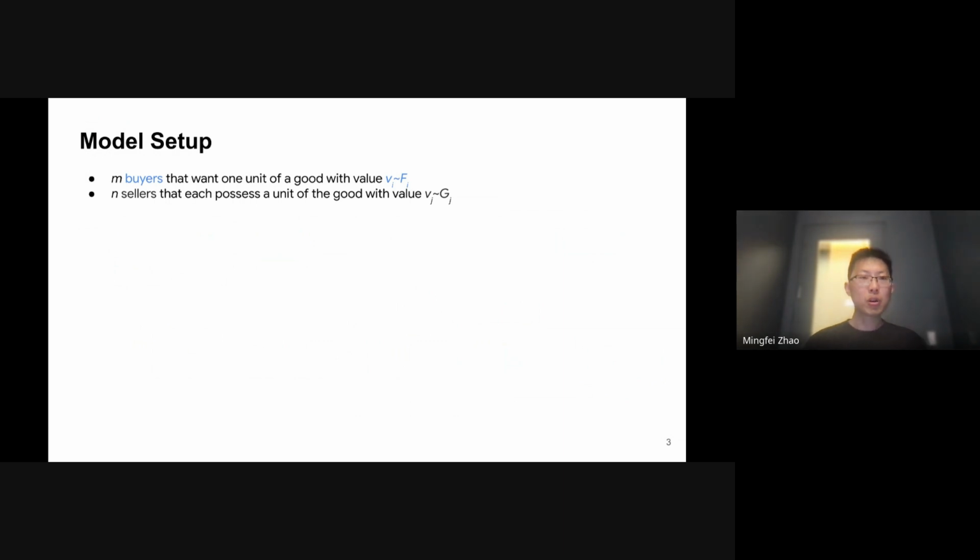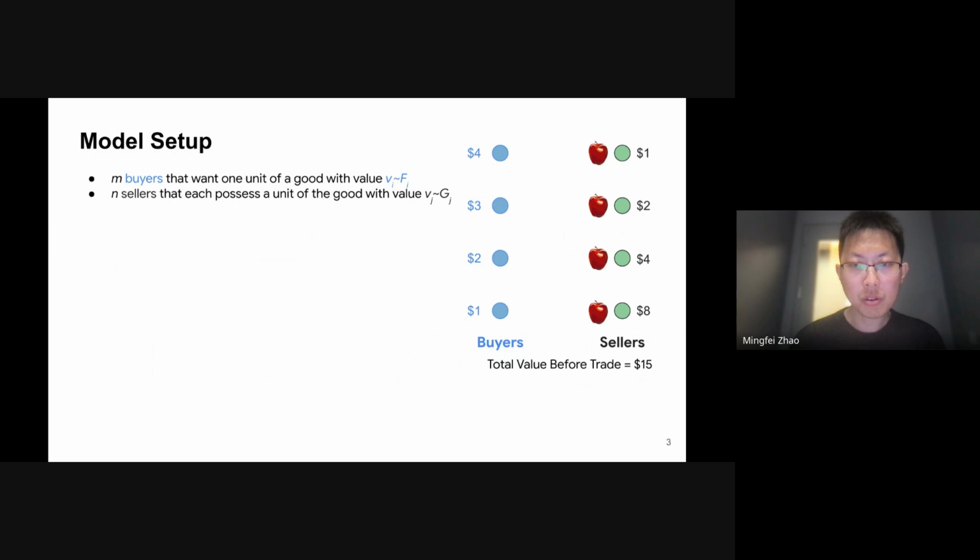This is the model that we consider in the paper. We focus on a specific two-sided market, which is called double auction. There are multiple buyers, each of them wants a unit of goods, and multiple sellers, each of them owns a unit of good. This is a Bayesian setting, so the values of all the agents are drawn from some known distribution.